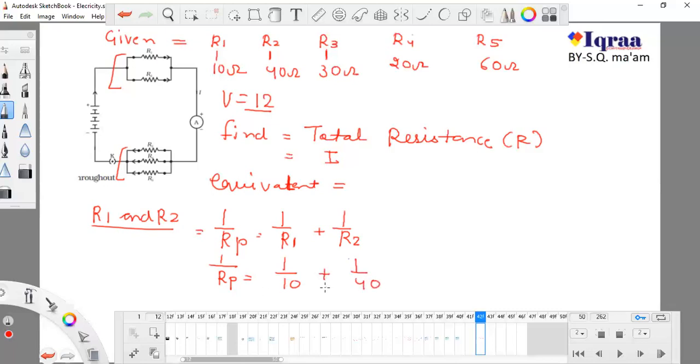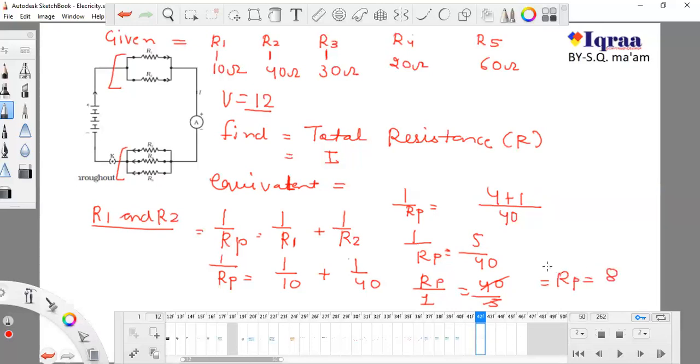When I solve this, I have to take the LCM, that will be 40, so it will be 4 plus 1. Tell me if I'm doing any numerical mistake, because I'm doing things directly. That is 5 upon 40. Now 1 upon Rp is 5 upon 40. I can reciprocate this for sure, that will be 40 upon 5, so Rp is equal to 8. So the equivalent resistance for this first batch, R1 and R2, because these two are in parallel, is 8.